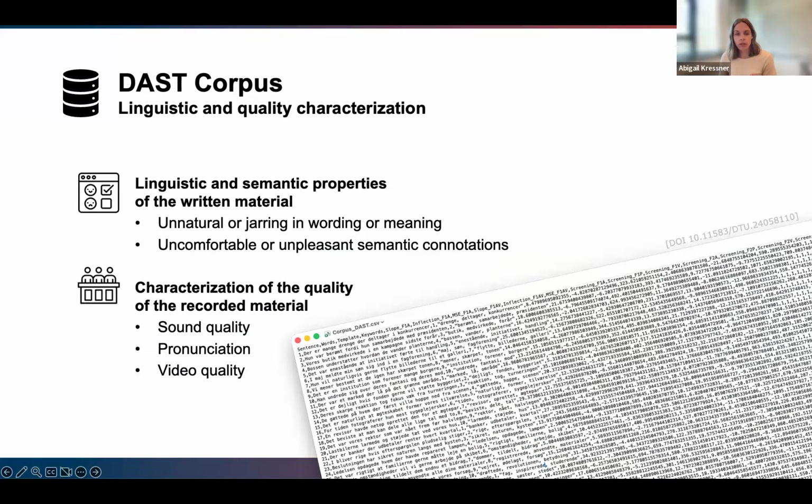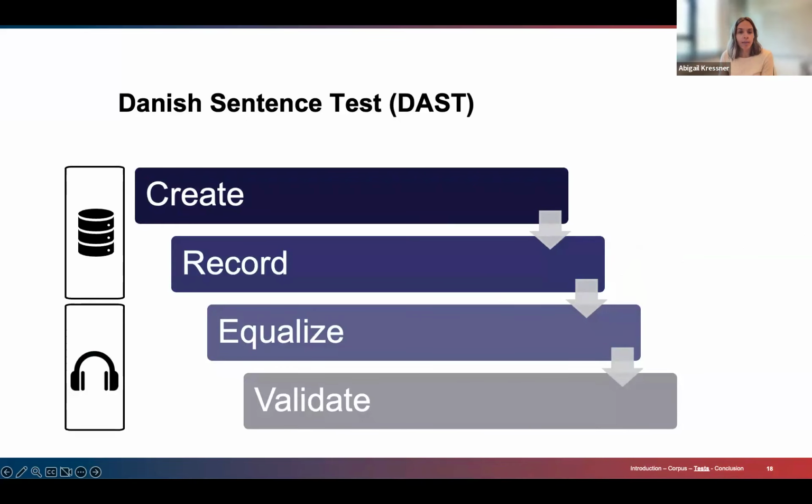I'll just briefly note that all of these characterization data are published open source in a CSV file together with the corpus material. So this was done both for transparency, but also so that the linguistic and quality ratings can be reused or built upon in future applications or extensions of the material. I've been through some details of the corpus creation, so now we'll focus on the test development, the latter half.